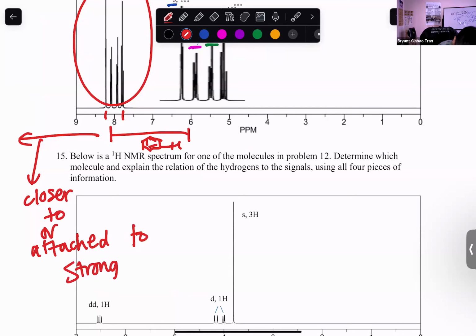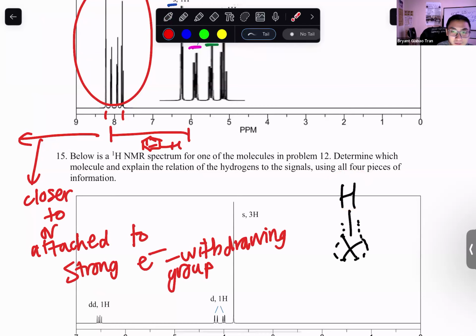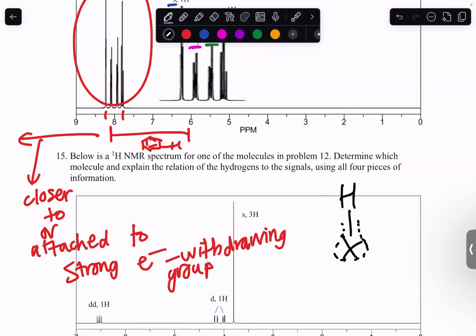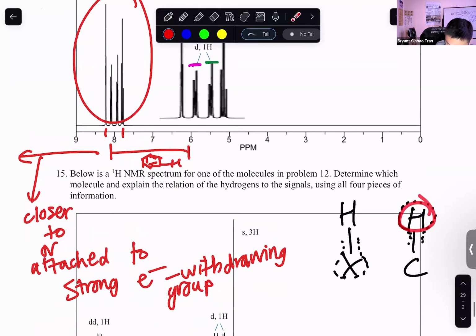stronger electron withdrawing groups. Because remember when I went over the HNMR with you, the more de-shielded the hydrogen is, the closer it is to an electron withdrawing group that withdraws electrons from the hydrogen, making it de-shielded from electrons. Whereas if the hydrogen is bonded to a non-electronegative atom like carbon, it is considered shielded because carbon is not electronegative enough to withdraw those electrons from hydrogen, right?